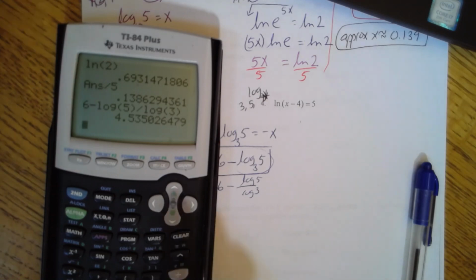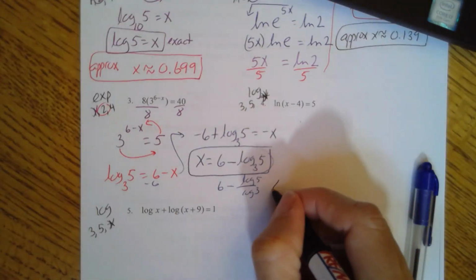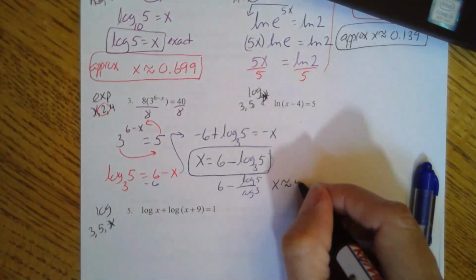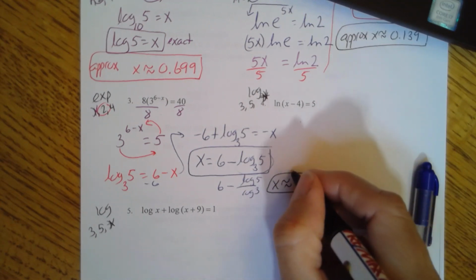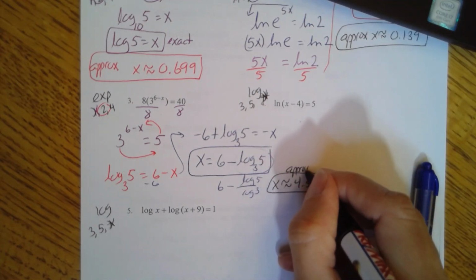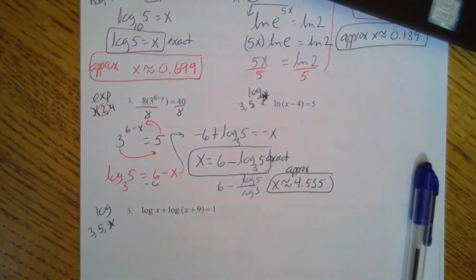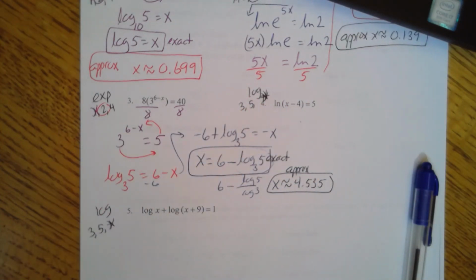So we end up with approximately 4.535. Again, other ways to do it, other strategies to try, but x is going to be approximately 4.535. That is your approximated answer, and this was your exact answer. Again, MyMathLab might want you to say natural log instead of log, so you do 6 minus natural log 5 divided by natural log 3. That would be the exact answer.